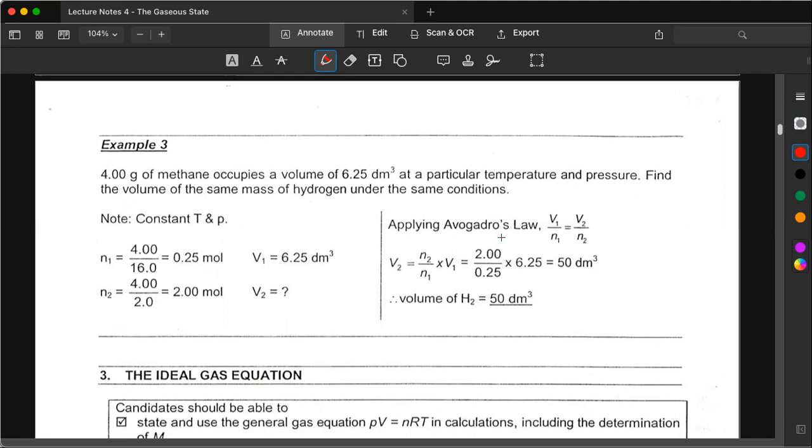And then we apply Avogadro's law, V1 over n1 equals V2 over n2. You make V2 the subject of the equation. You have n2 over n1 times V1, which is 2 divided by 0.25 multiplied by 6.25. So the volume of hydrogen, which has a larger number of moles, should have a much larger volume because the relationship between n and V is directly proportional. So it's 50 dm cube.